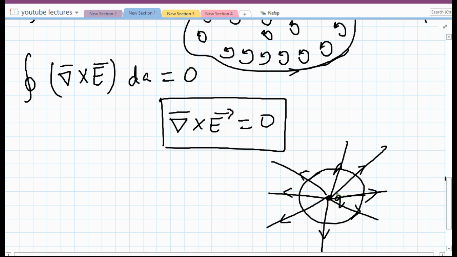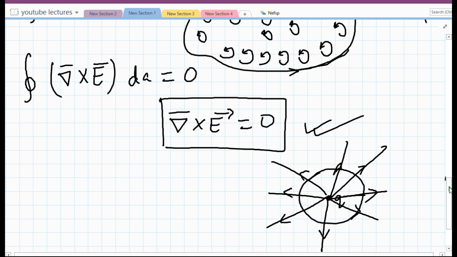That's why the curl of this electric field, whatever the surface it is, the surface from where it is coming outside, it's not twisted anywhere. Hence the curl of the electric field vanishes.